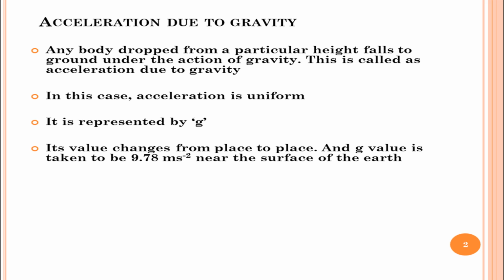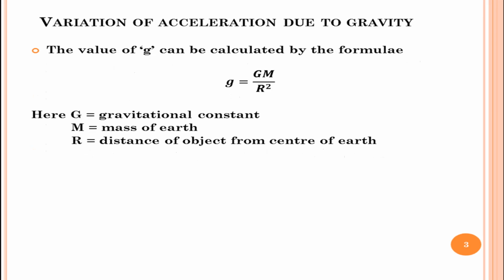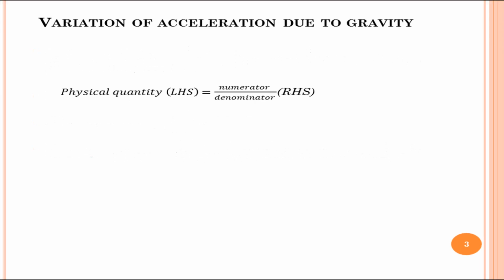As I told you, the value of acceleration due to gravity varies from place to place based on different parameters. Let us see how it varies. The acceleration due to gravity, small g, is given by capital G M divided by r square. Here capital G is called the universal gravitational constant, capital M is the mass of the earth, and r is the radius of the earth.